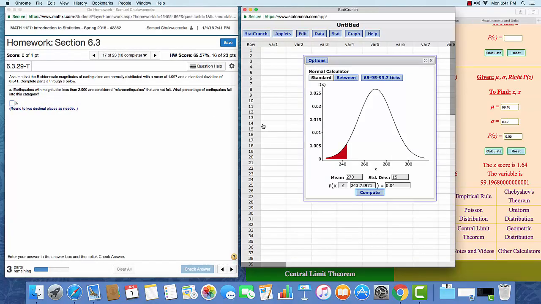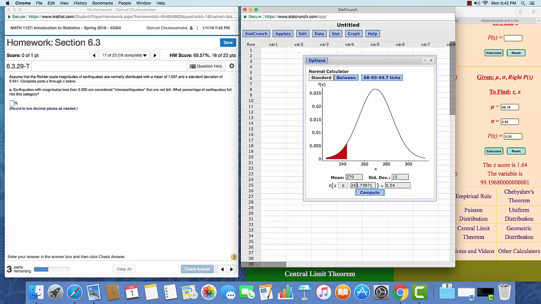Question 17. Assume that the Richter scale magnitudes of earthquakes are normally distributed with a mean of 1.097 and a standard deviation of 0.541. Earthquakes with magnitudes less than 2.000 are considered micro earthquakes that are not felt. What percentage of earthquakes fall into this category? So they're asking us for the probability.